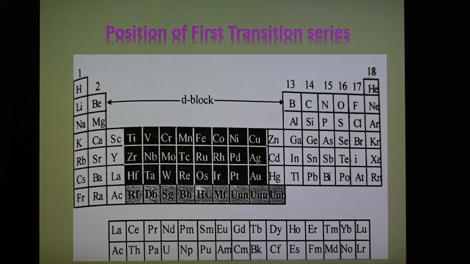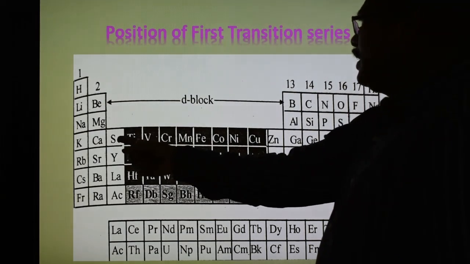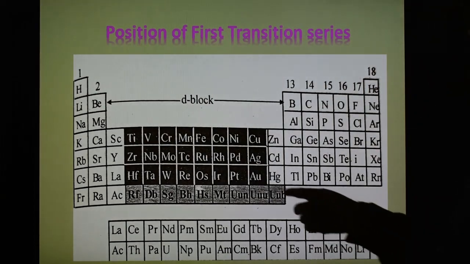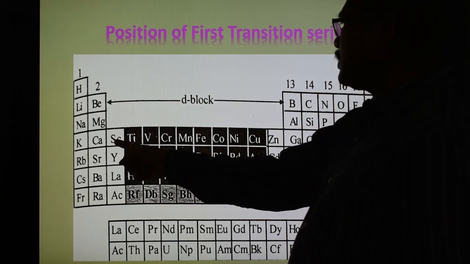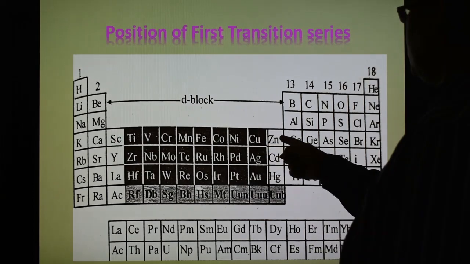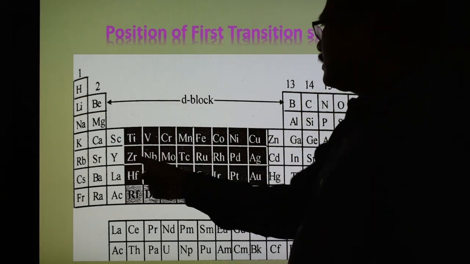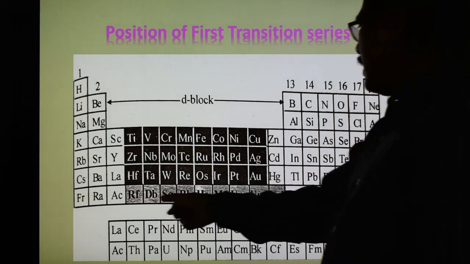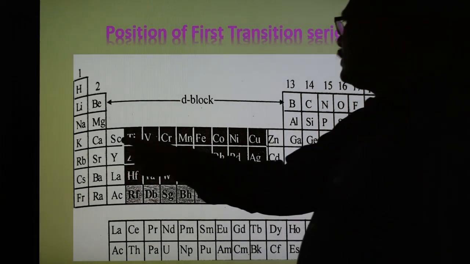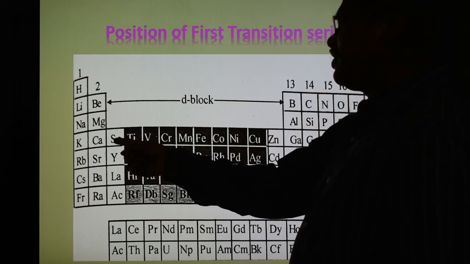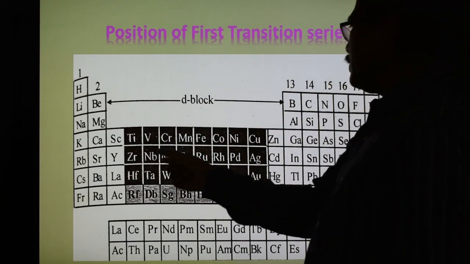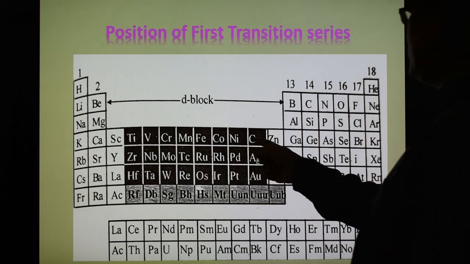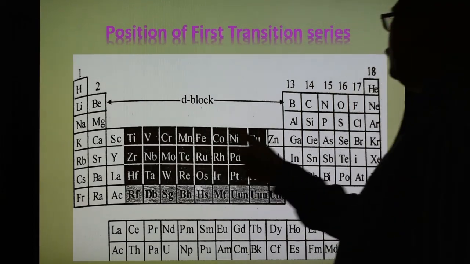But before that, see the position of the first transition series here. This is the periodic table, and here the first transition series starts from scandium, this is the first series up to zinc, and this is the second transition series, the third transition series, and this is the fourth one. The first transition series is also known as the 3d series, because the last electron goes to the 3d orbital. So 10 elements are there from scandium to zinc, atomic number 21 to 30.